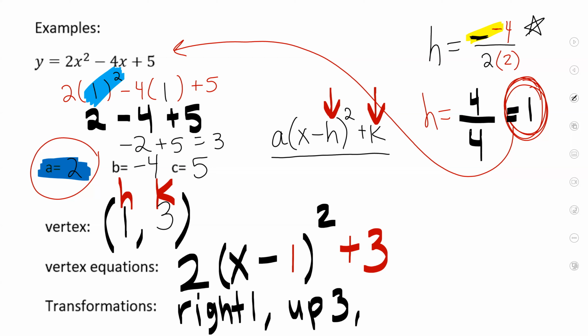Okay, next I have a 2 up here in the front. Do you guys know what that's going to be? Yes, it's a vertical stretch. Good. Because our number is bigger than 1, it's going to be a vertical stretch. If our number was less than 1, it would be a compress.